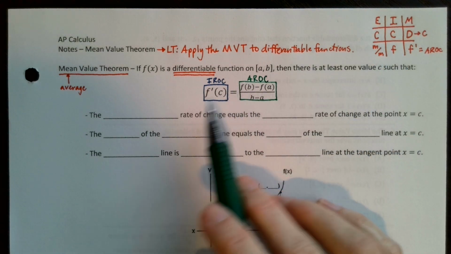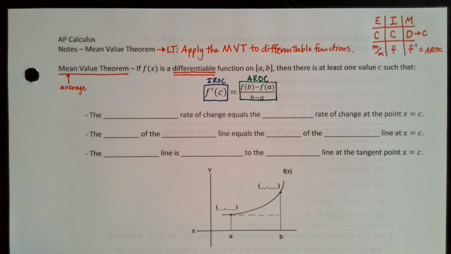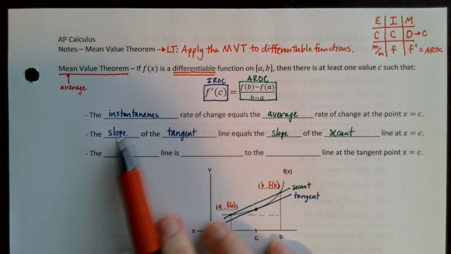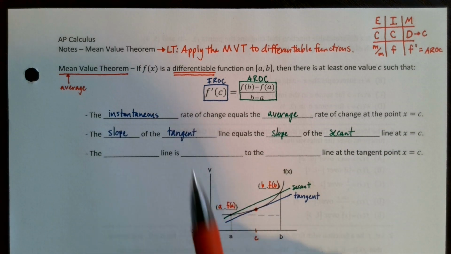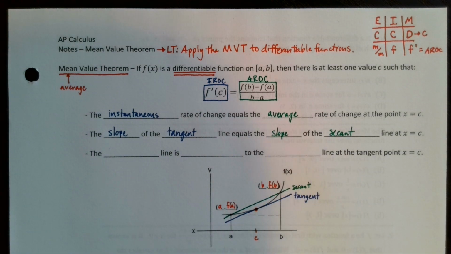Let's go ahead and define these terms of the formula in words as well. We already talked about what goes in this first line here. The instantaneous rate of change equals the average rate of change at some point C. The second line, let's fill in and talk about the slopes of the tangent and secant lines. We know that the instantaneous rate of change, or the derivative, is the slope of the tangent line. It's going to equal the slope of the secant line, which is represented by the average rate of change.